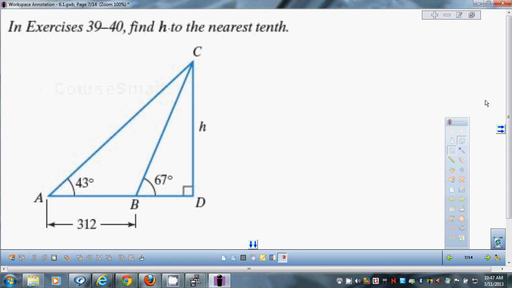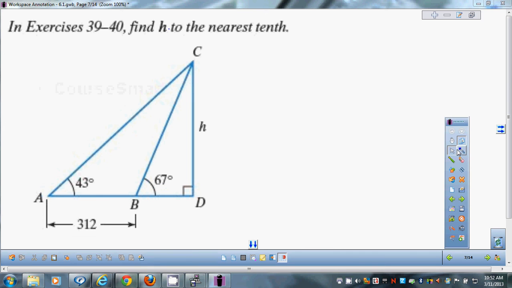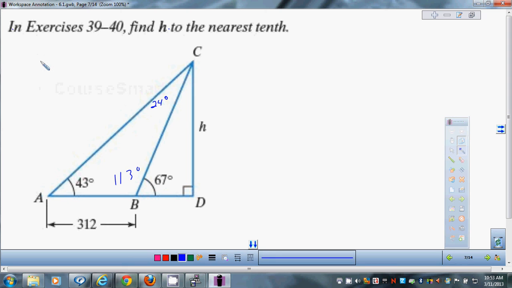Alright, first thing you should have figured out is that this angle right here is 113. Therefore, via subtraction, I believe you found that this was 24. And I believe the setup I saw in a lot of people's papers, which was correct, was sine of 24 over 312 equals sine, let's call this x, sine of 43.